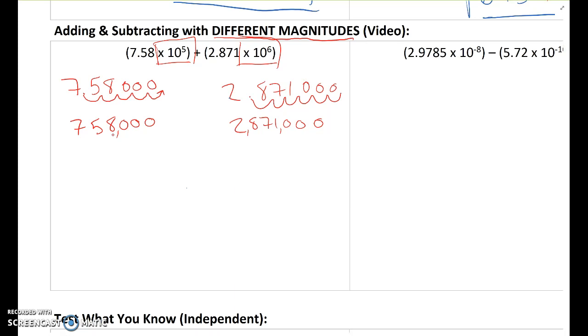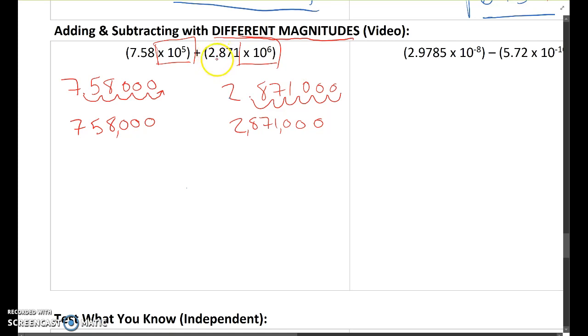Now, what that means I can do is I can take this decimal and move it one place to the right. When I do that, I've made this number, the factor, bigger, but it means that I can take one away from this 6 in the magnitude. Here's why. When I have 2, 8, 7, 1, 0, 0, 0, if I need to line these up, have my zeros, then I have 8, 5, 7, that's an 8.